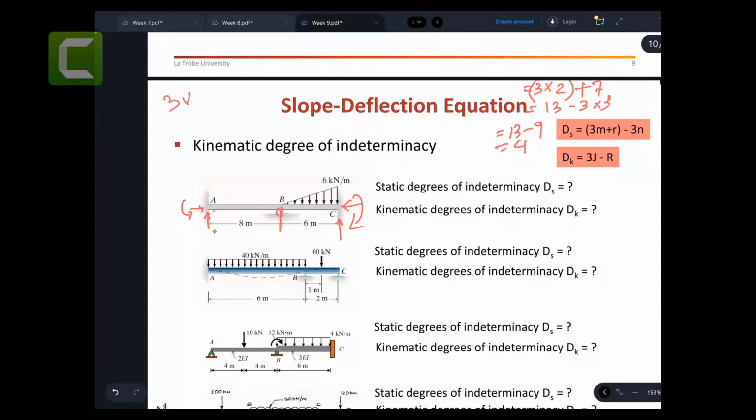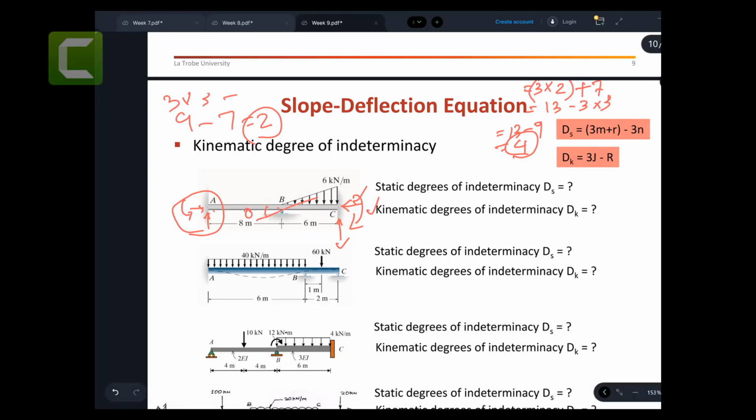Now 2j minus r. 2 times how many joints you got? 3 joints, so 6. How many reaction forces you got? 7. 9 take away 7 equals 2. So 2 is the kinematic degree of indeterminacy. So the 4 represents that there are a total of 4 unknown forces. As you can see, there are 3, and this one you need to find. So that's 4 extra forces. This one too, because I think this particular joint has a rotation.